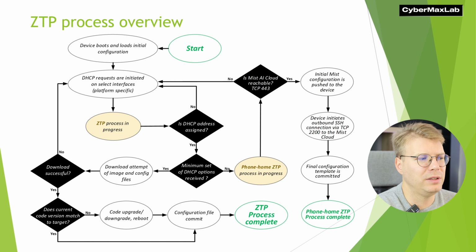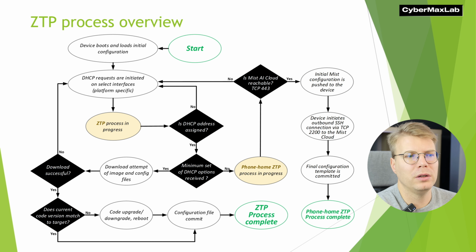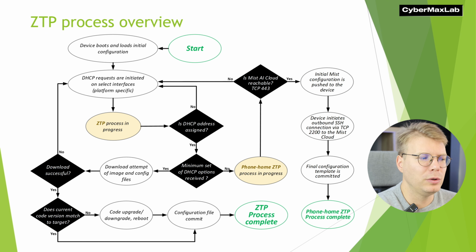If the minimum set is received, then the device attempts to download the image and configuration files. If download is not successful for any reason, the process just starts from scratch. If the download is successful, it starts with a code upgrade. It compares the required version and the locally running version. If they match, it skips the next step and goes to the configuration file. If they don't match, it does a code upgrade or downgrade with the reboot. Then the device comes back up, and then there's the configuration file stage.